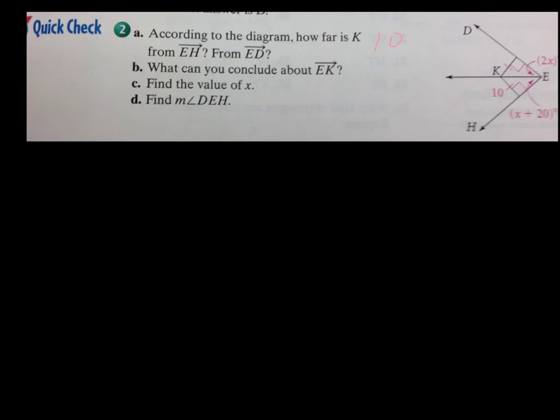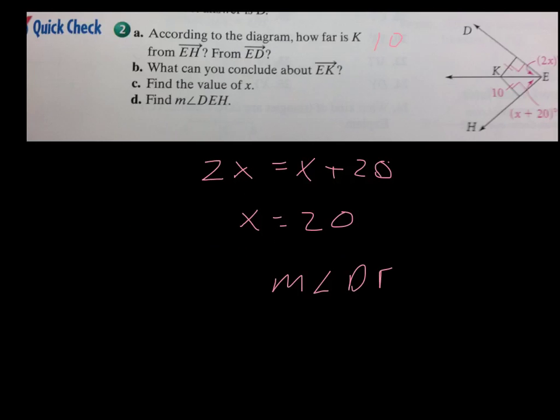And how are you going to get the measure of angle X? You're going to take 2x and set it equal to x plus 20, because if it's the angle bisector, those two have to be equal. So subtract an x from both sides, and you get x equals 20. And so what's the measure of angle DEH? Both sides of the angle have to be 40. So the measure of angle DEH would then have to be 80.